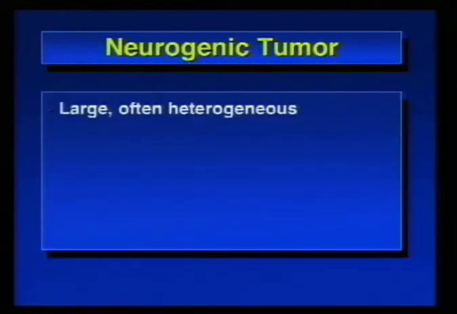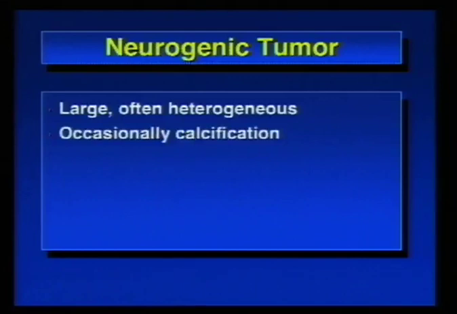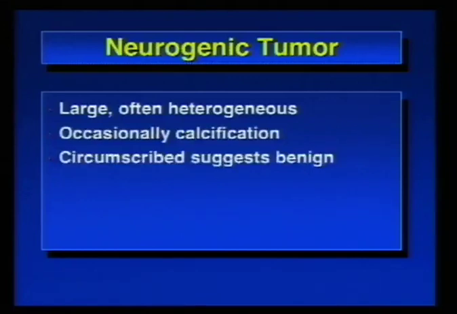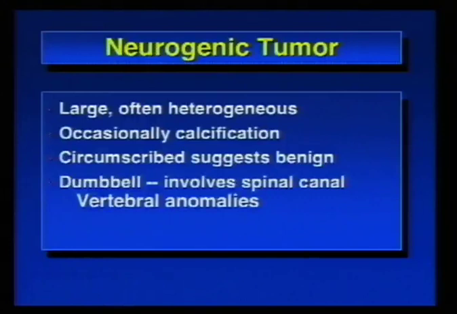So when we're looking at them, what are we looking for? Something in the posterior mediastinum that's large and heterogeneous. They can calcify occasionally. If they're well circumscribed, it suggests that they're benign. Most of these are benign. Malignant transformation or malignant tumors are rare in this particular category. They may have the dumbbell shape, meaning that part of it protrudes into the spinal canal. And you can also see vertebral anomalies associated with the tumor. And rib erosions also occur on occasion.